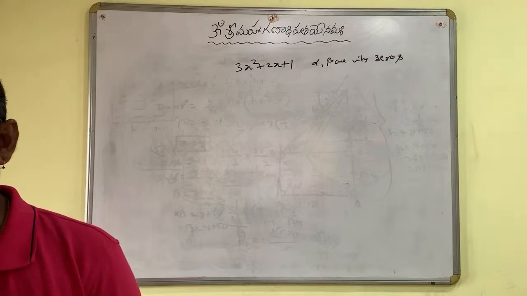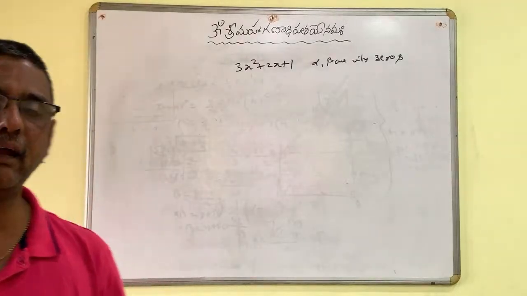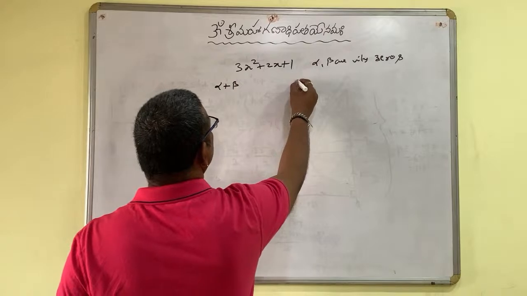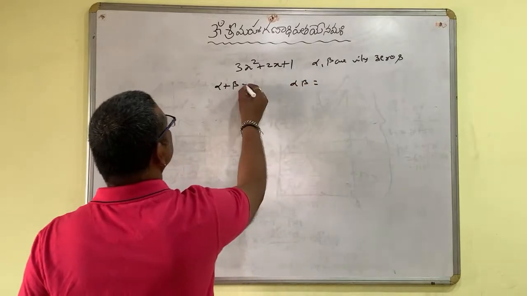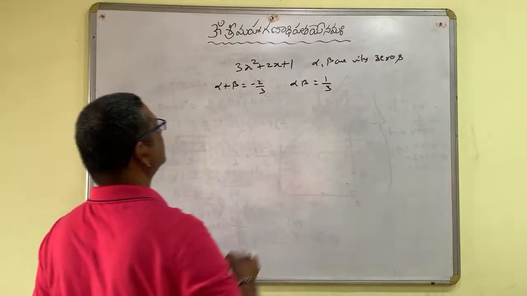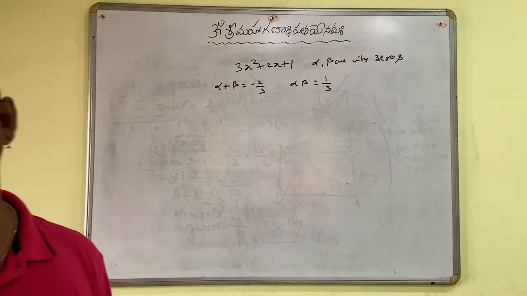Immediately what we can write? Alpha plus beta, alpha beta. We can write sum of zeros and product of zeros. Sum of zeros is minus 2 by 3, product of zeros is 1 by 3. This is what we can write immediately.